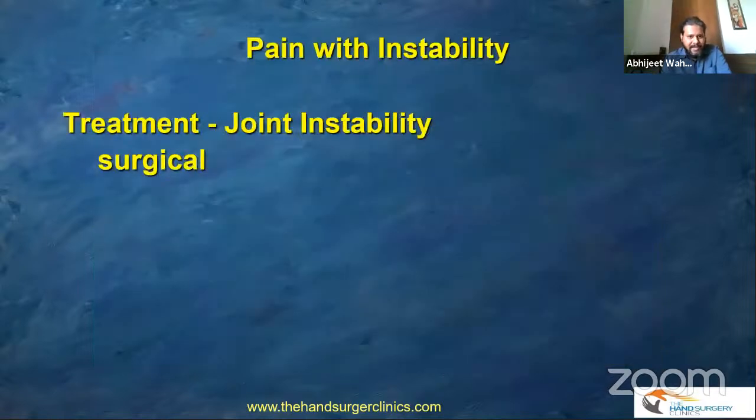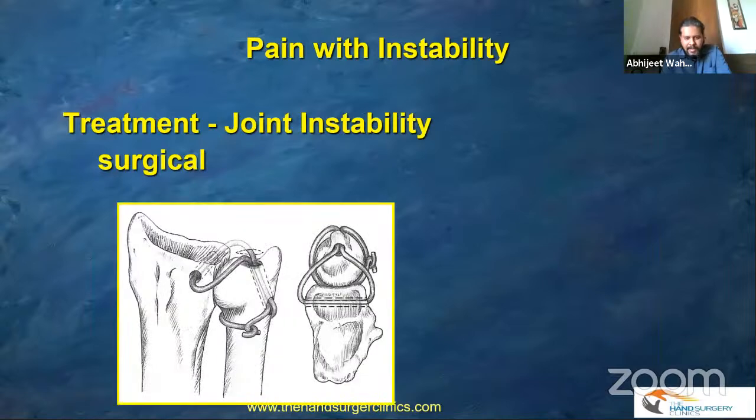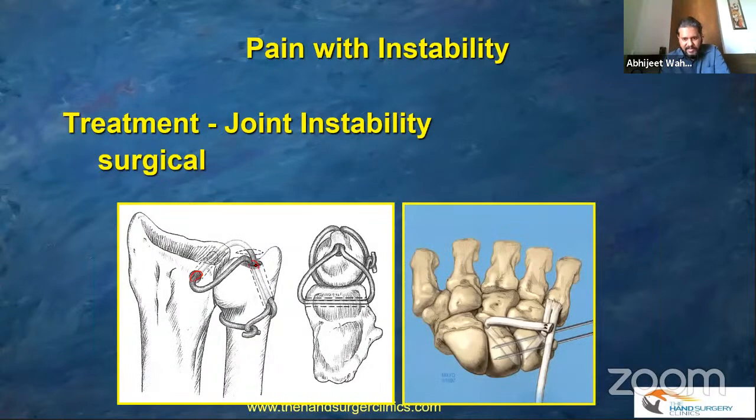Now, if you have pain with instability, which is chronic, and the tissue is not robust enough, the TFCC is not repairable, you do a tenodesis procedure or a reconstruction procedure using a free tendon graft. You make these tunnels in the radius and the ulna, and you weave the tendon graft through these tunnels to stabilize the distal radioulnar joint.